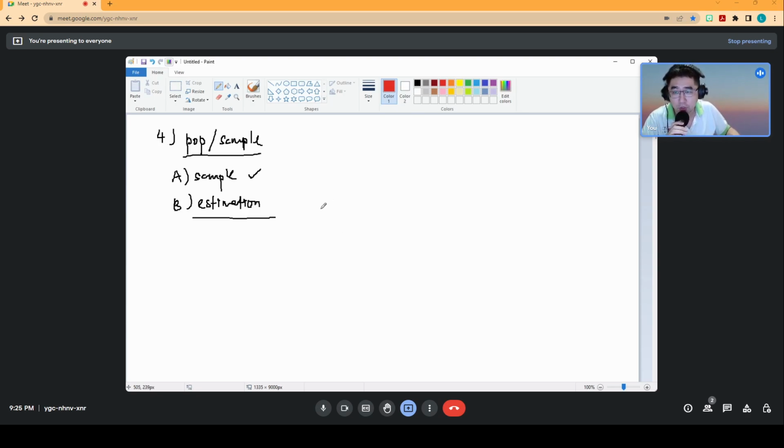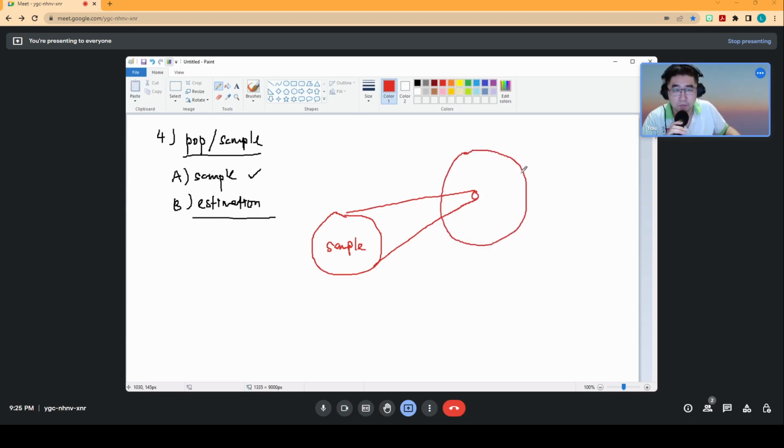Estimation here is actually talking about if I have a sample that is extracted from the population, is this sample good enough to represent the population? Over here we have two formulas that students need to know. Let me copy the formula.